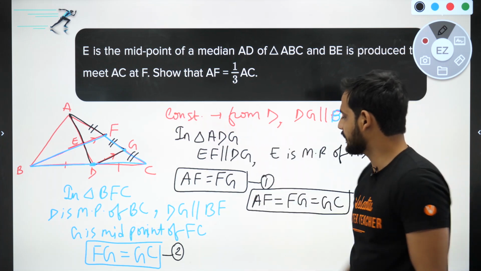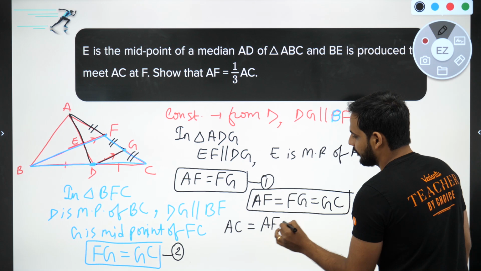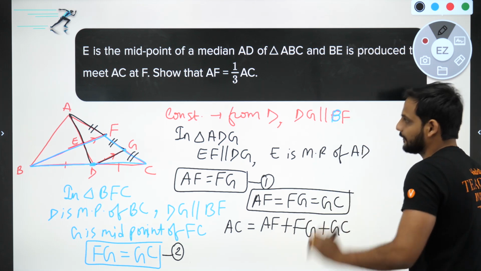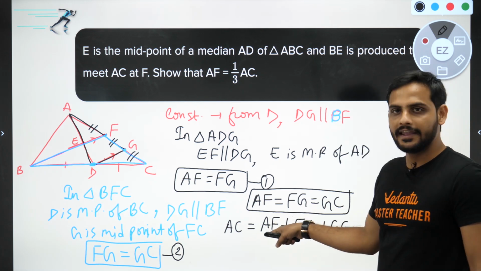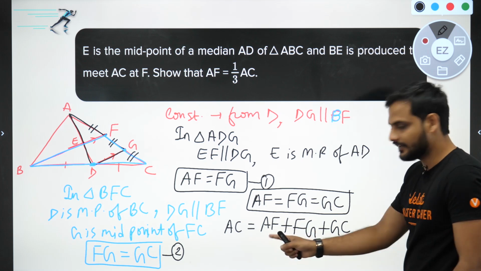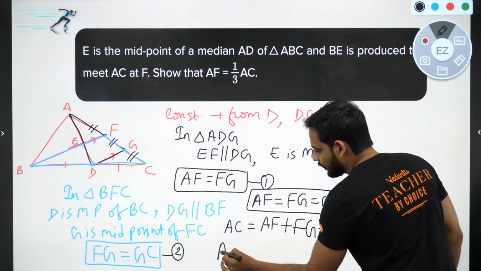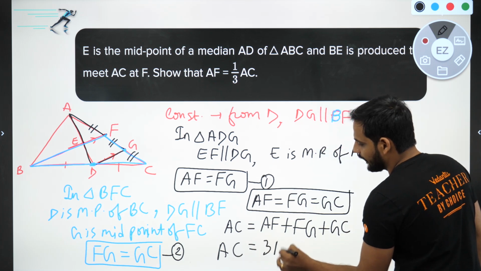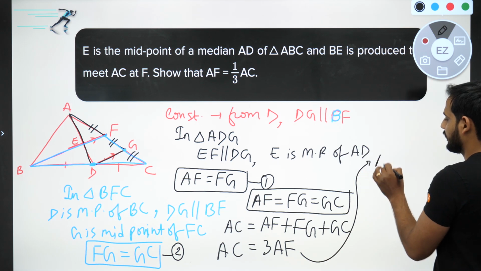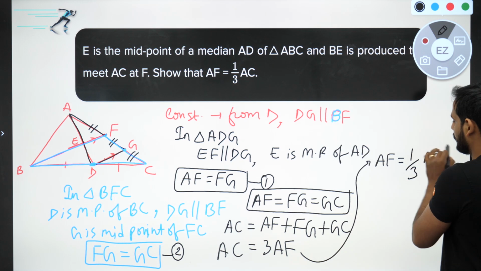Now what is AC equal to? AC is equal to AF plus FG plus GC. You know that AF is equal to FG is equal to GC. So in place of all three, I can write AF plus AF plus AF, which means AC is equal to 3 times AF, and shifting the 3 across, you get AF is equal to 1 by 3 times of AC.